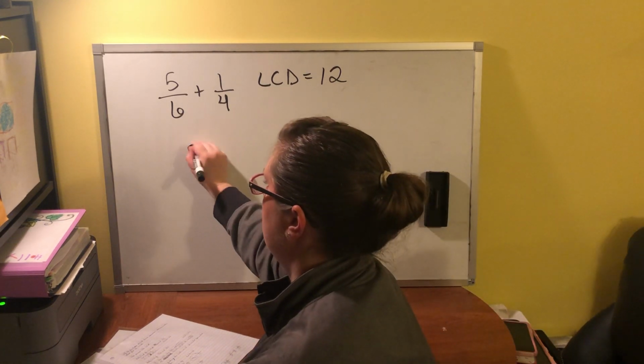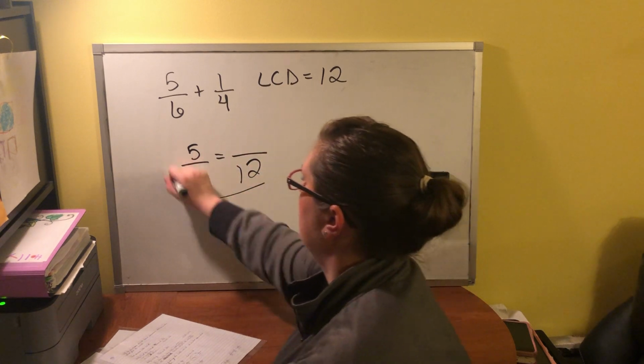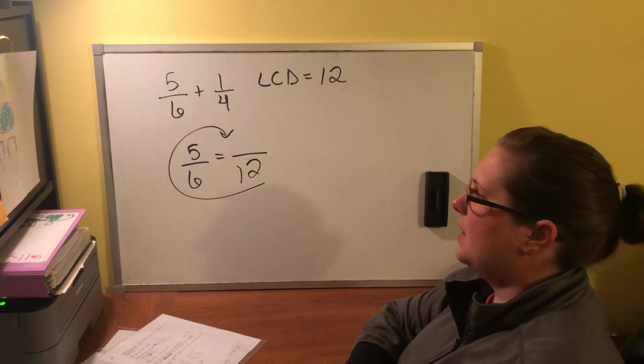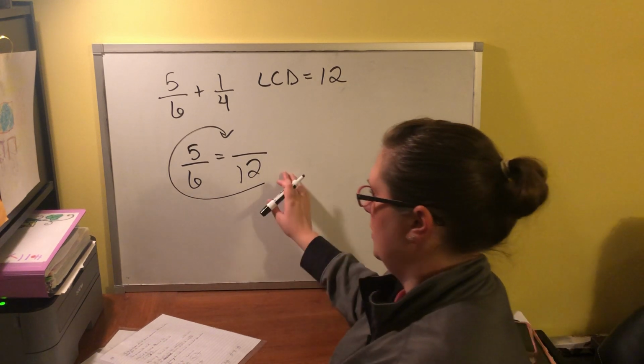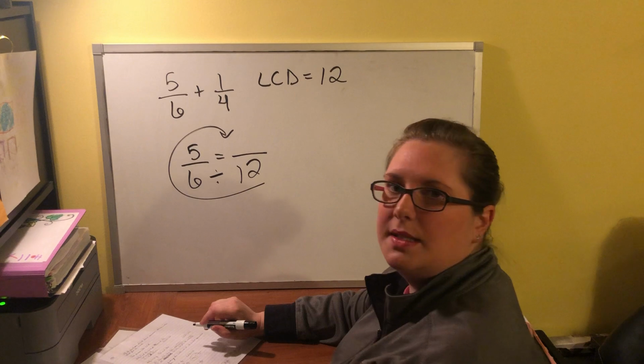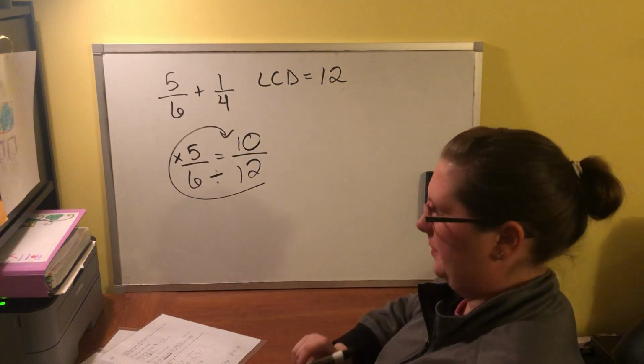So we're going to start that circle process, our circle method that we did before. Let's do 5/6 first with the denominator of 12. In the left direction, we're going to do 12 divided by 6 is 2. 2 times 5 is 10.